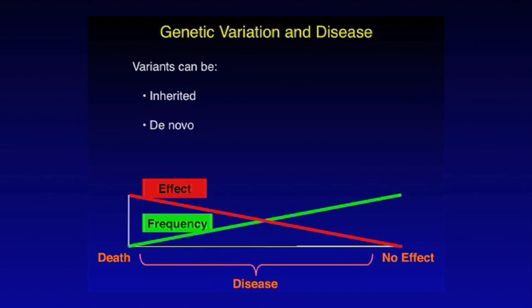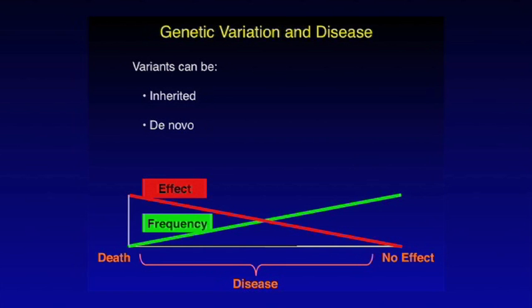Some of them are embryonic lethal. On the far side, there can be no effect at all. So it's estimated that most of the genetic variation that's in our genome has no effect. It doesn't affect our eye color, our height, our susceptibility to cardiovascular disease. It's just an event that occurred, and it's still around. So those kinds of things can be frequent, especially if they have no effect on fitness.